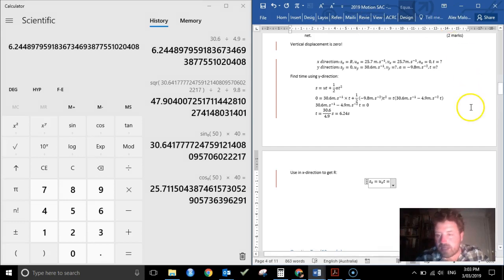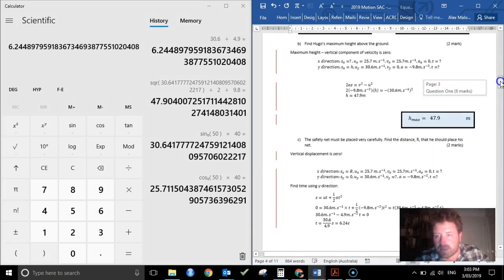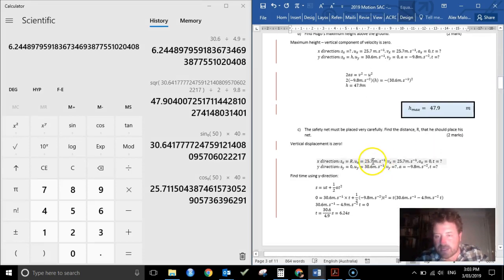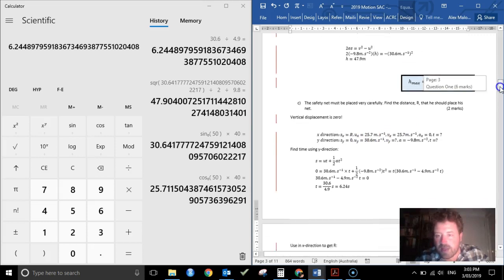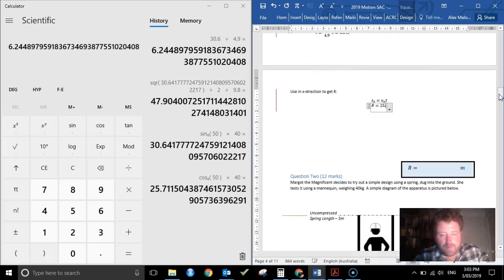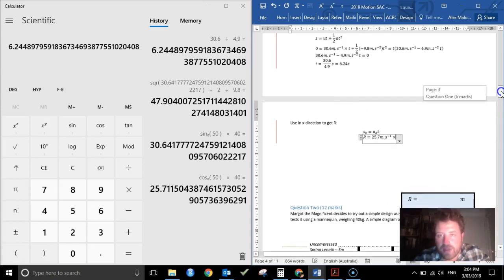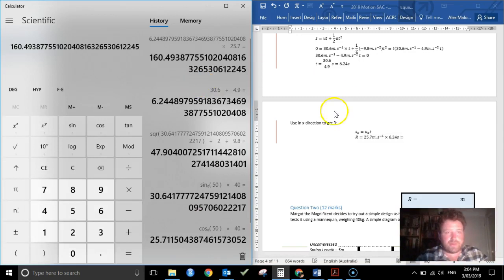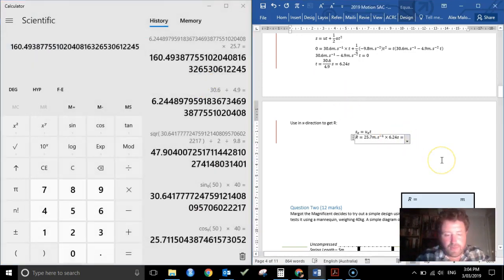But in this case, so we're going to get r equals, so what's the initial speed in that direction? It's 25.7. 25.7 meters per second minus 1 times, what did we say above? 6.24. 6.24 seconds. And we get 160.49.